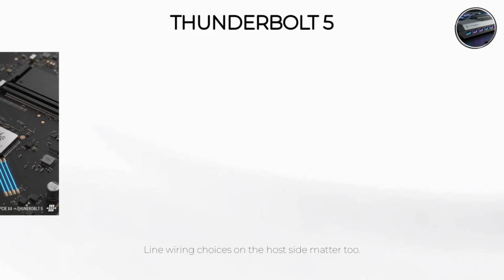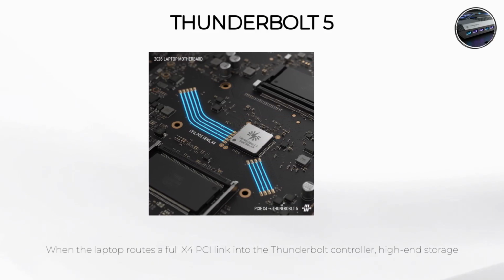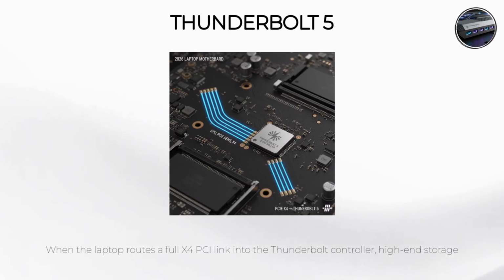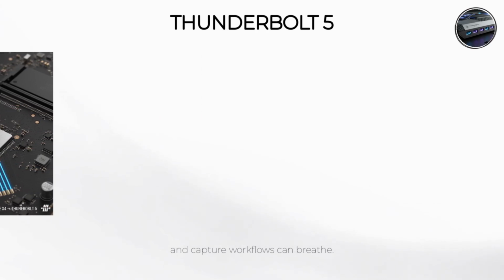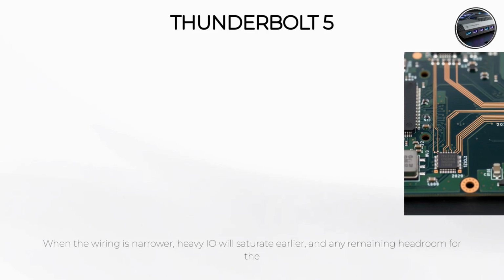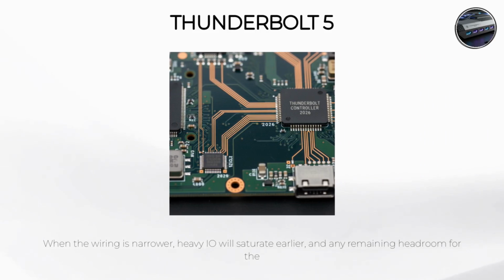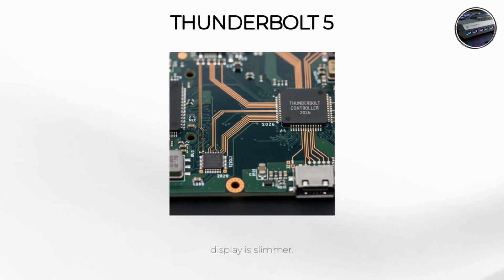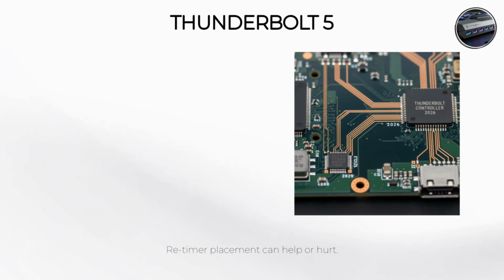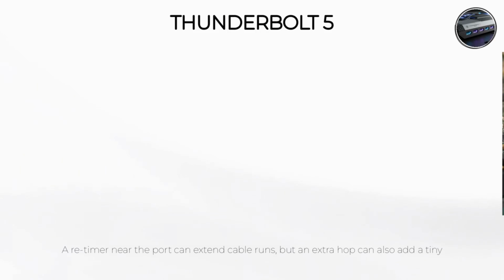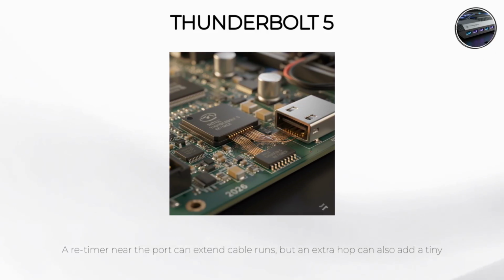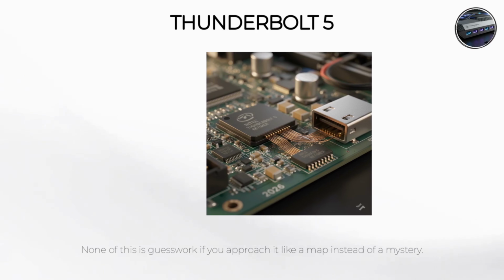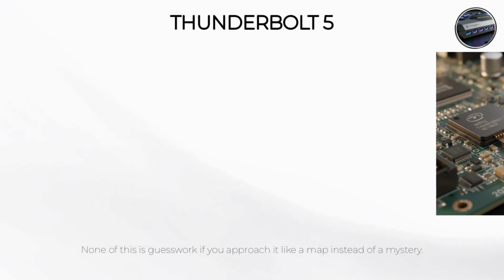Lane wiring choices on the host side matter too. When the laptop routes a full X4 PCI link into the Thunderbolt controller, high-end storage and capture workflows can breathe. When the wiring is narrower, heavy I/O will saturate earlier, and any remaining headroom for the display is slimmer. Retimer placement can help or hurt. A retimer near the port can extend cable runs, but an extra hop can also add a tiny scheduling cost in marginal conditions. None of this is guesswork if you approach it like a map instead of a mystery.